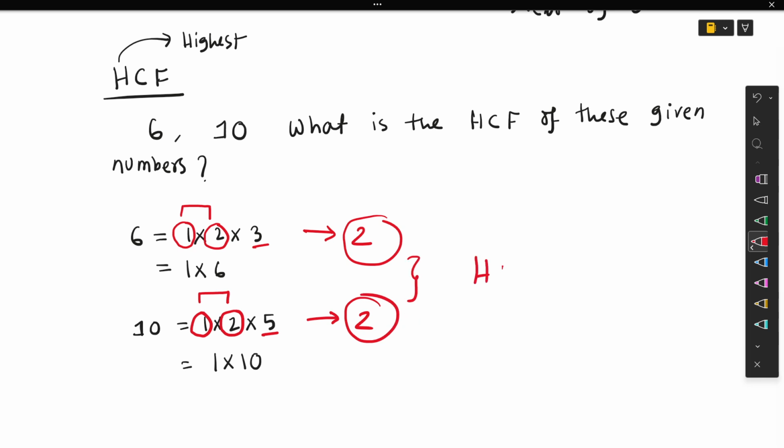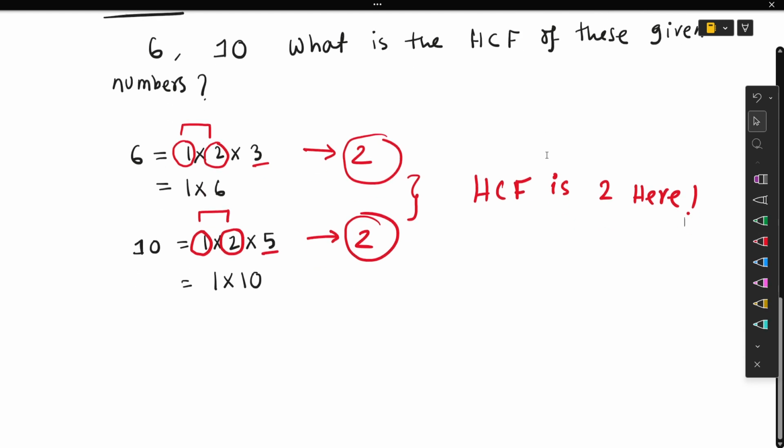Therefore HCF means highest common. What is the highest value? Here 2 is the highest factor, the highest possible common factor that you can have here. Okay, so HCF is 2 here.